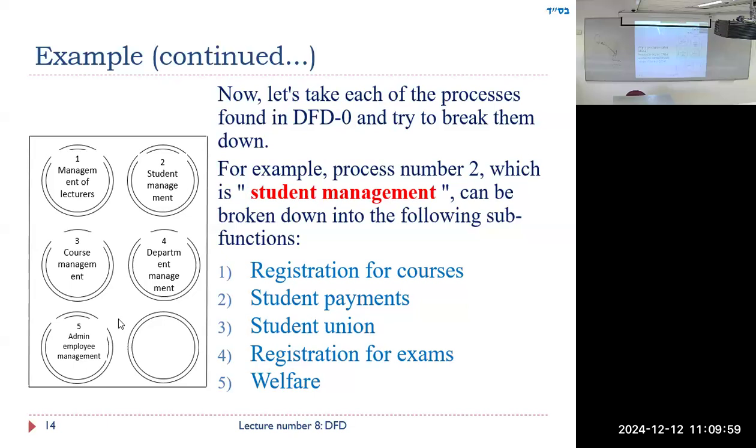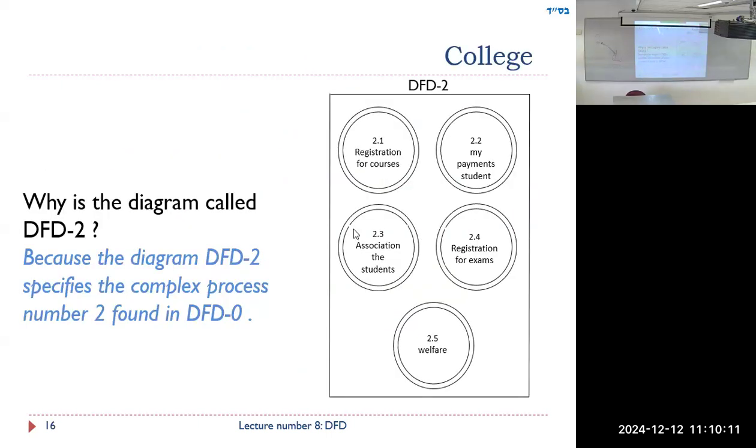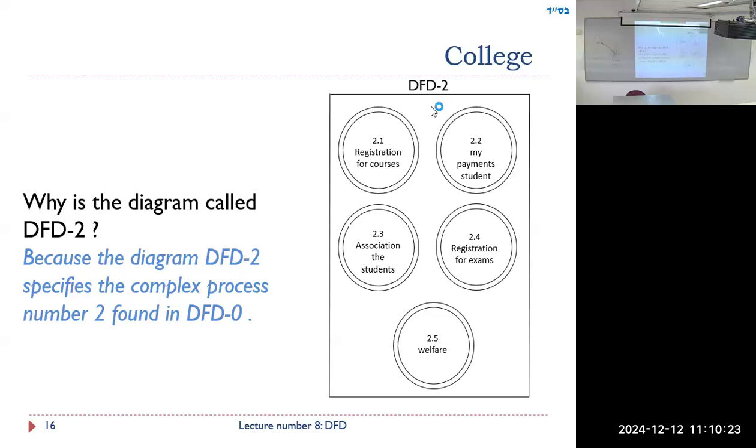So now we're going to take this 2, and explain what's going on inside. We're going to zoom in on student management, and we get something like this. You see this one? DFD2, registration. So here are all the things that happen inside of student management, right? Student management is 2, and that's why this is called DFD2.